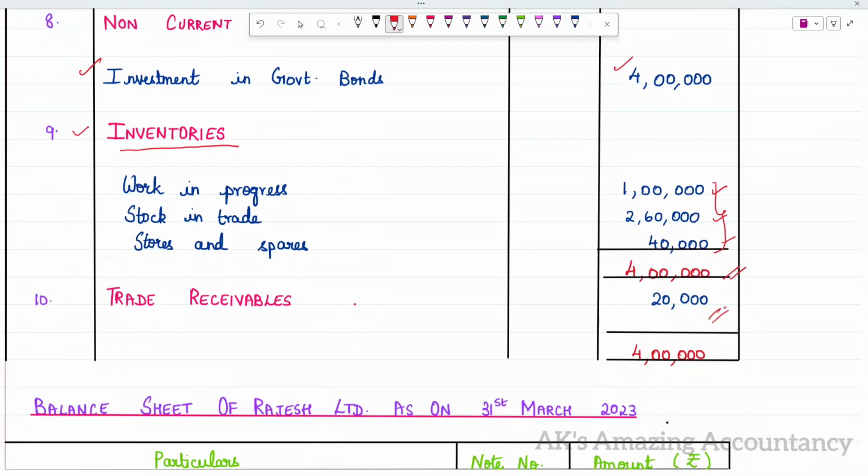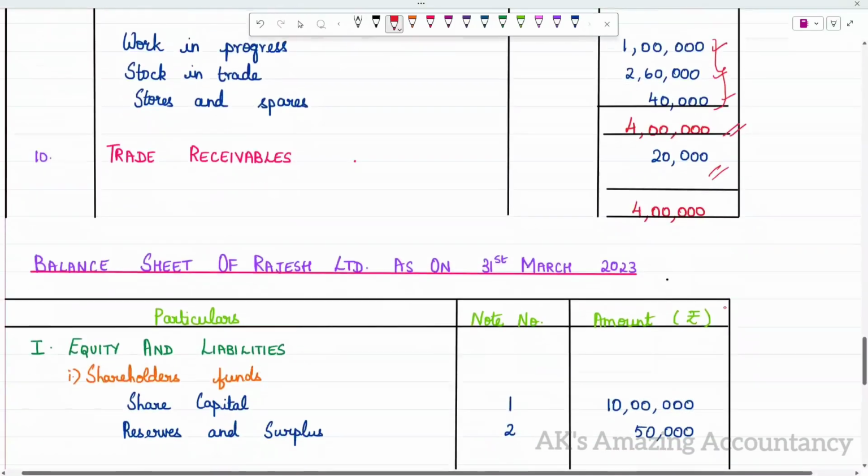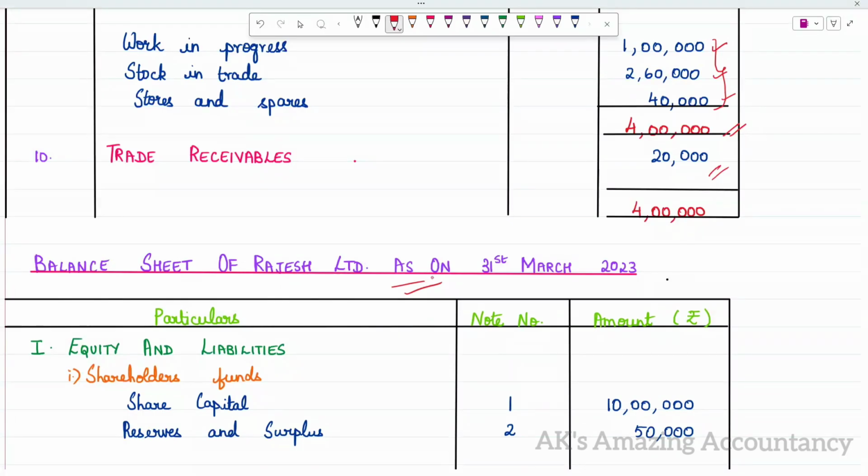Now our work is very, very simple. We have to take all these items to the balance sheet and we have to prepare the final balance sheet now. So let us proceed with the final balance sheet. So as you all know, you have to give the heading for the balance sheet, and whenever you give a heading for the balance sheet, what is very, very important is balance sheet is on a particular date. So you have to give the heading as balance sheet of the company, Rajesh Limited, as on 31st March 2023. And then in the balance sheet you will have two main headings. The first one is equity and liabilities and the second heading is assets.